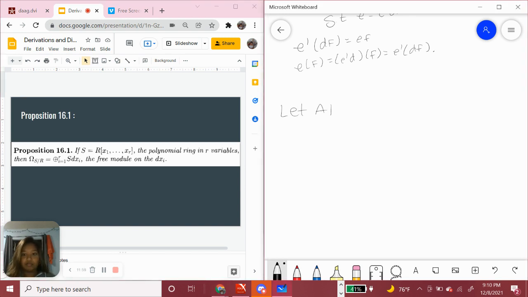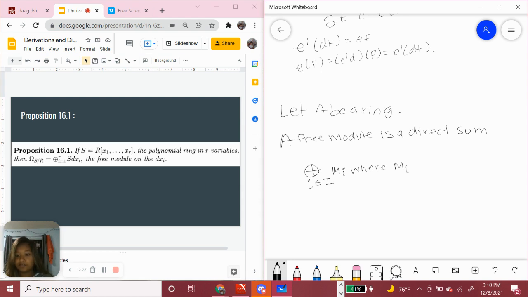just that if we let A be a ring, then a free module is a direct sum over i in I of M sub i, where M sub i is isomorphic to A for all i. Okay.